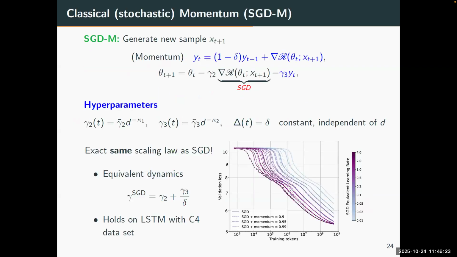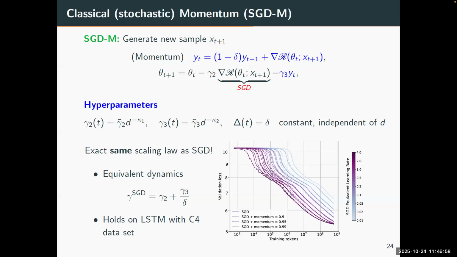So what's the first thing you do? And this is really fun. The first thing you do is choose it constant. You choose your momentum to be a fixed number, 0.1. And I'm going to allow my learning rates to be D-dependent. What you first see is that this has the exact same learning dynamics as SGD with just a different learning rate. You could have run SGD with gamma 2 plus gamma 3 over delta, and you would have gotten the exact same result.